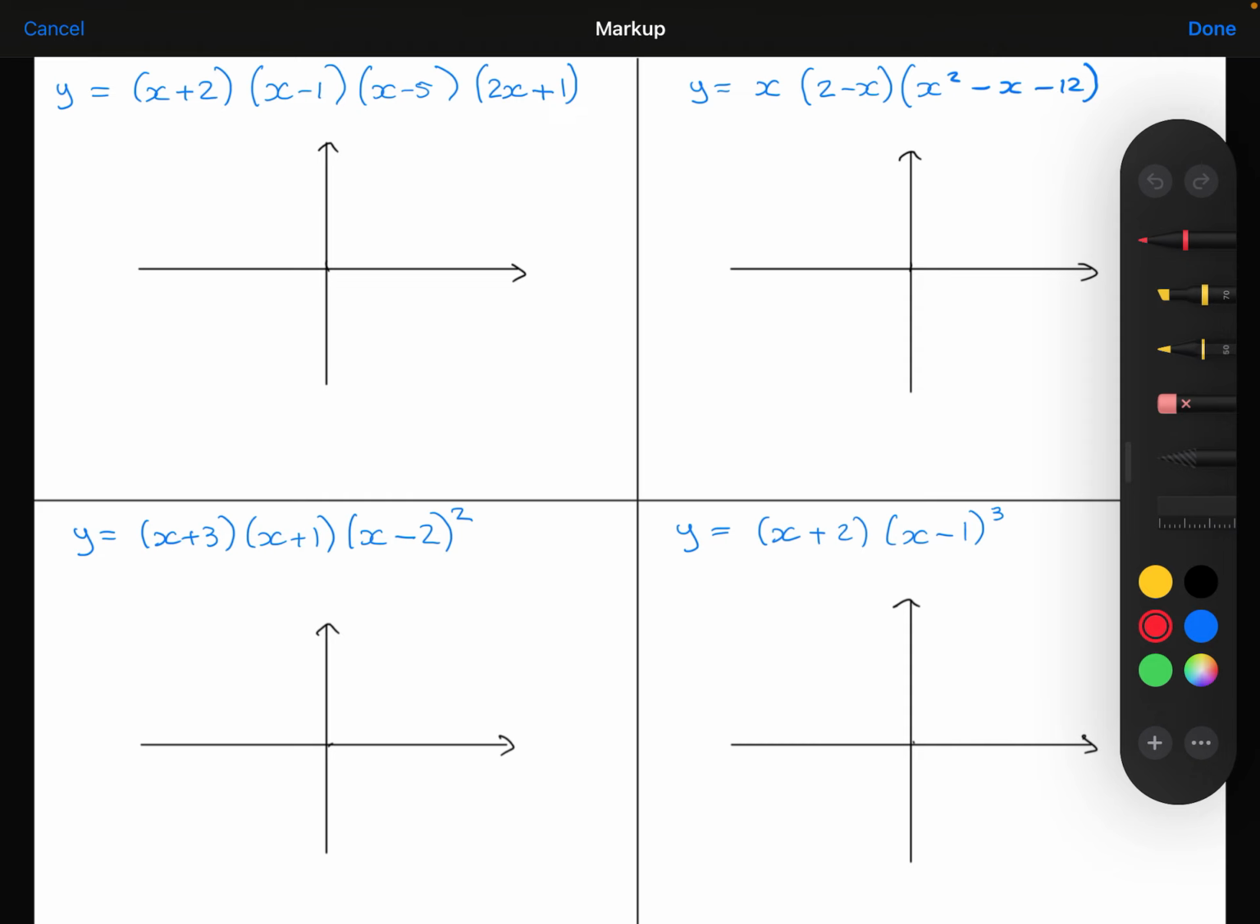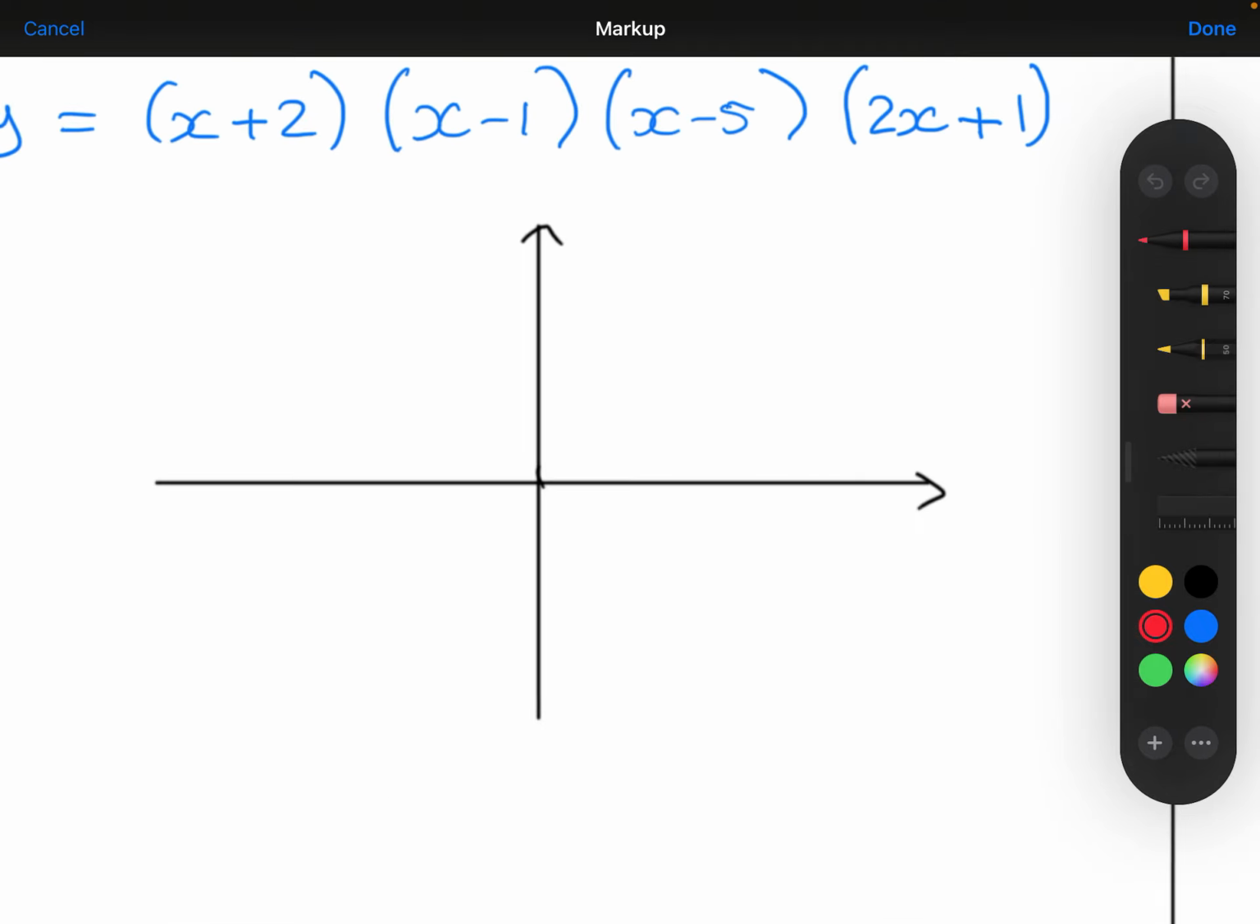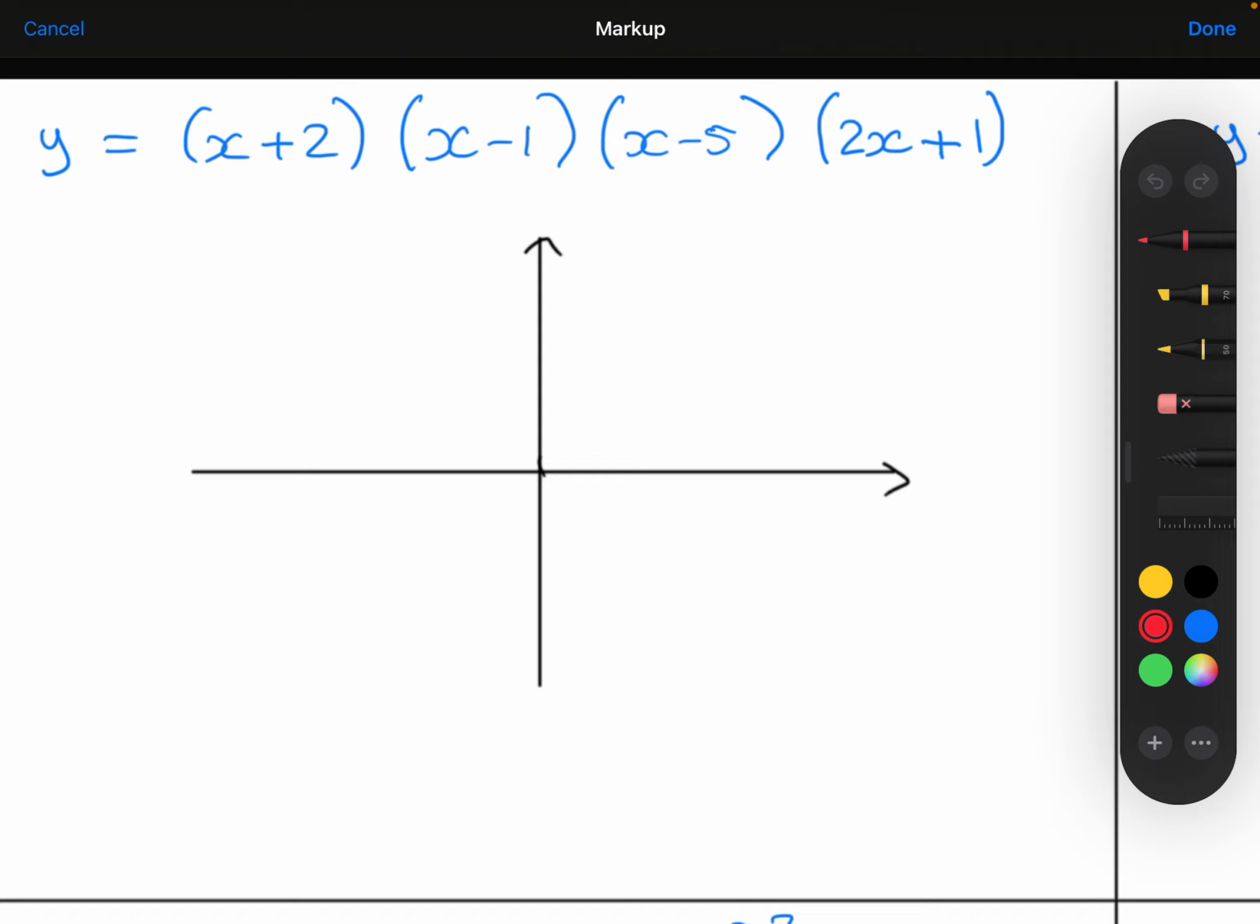Right, let's have a look at how to draw these ourselves. Now, most of the time, when you're drawing this, you will be given it in factorised form. You won't have to do a huge amount of factorising, most of the time. So in this case, I can see that I've got x plus 2 is a factor, so that's telling me that minus 2 is a root. The x minus 1 being a factor is telling me that 1 is a root. This is telling me that 5 is a root.